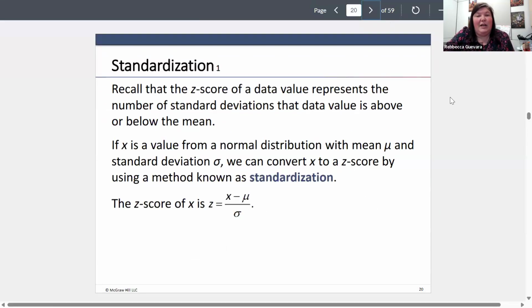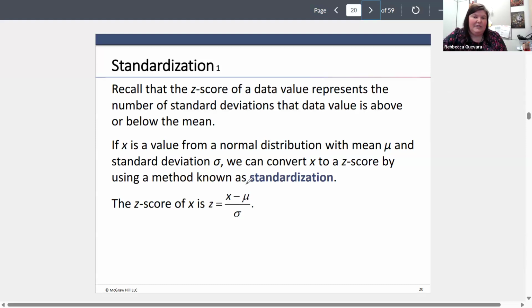Recall that a z-score for a data value represents the number of standard deviations the data value is above or below the mean. If x is a value of your normal distribution with a mean of mu and a standard deviation of sigma, we can convert x into a z-score by a method known as standardization.